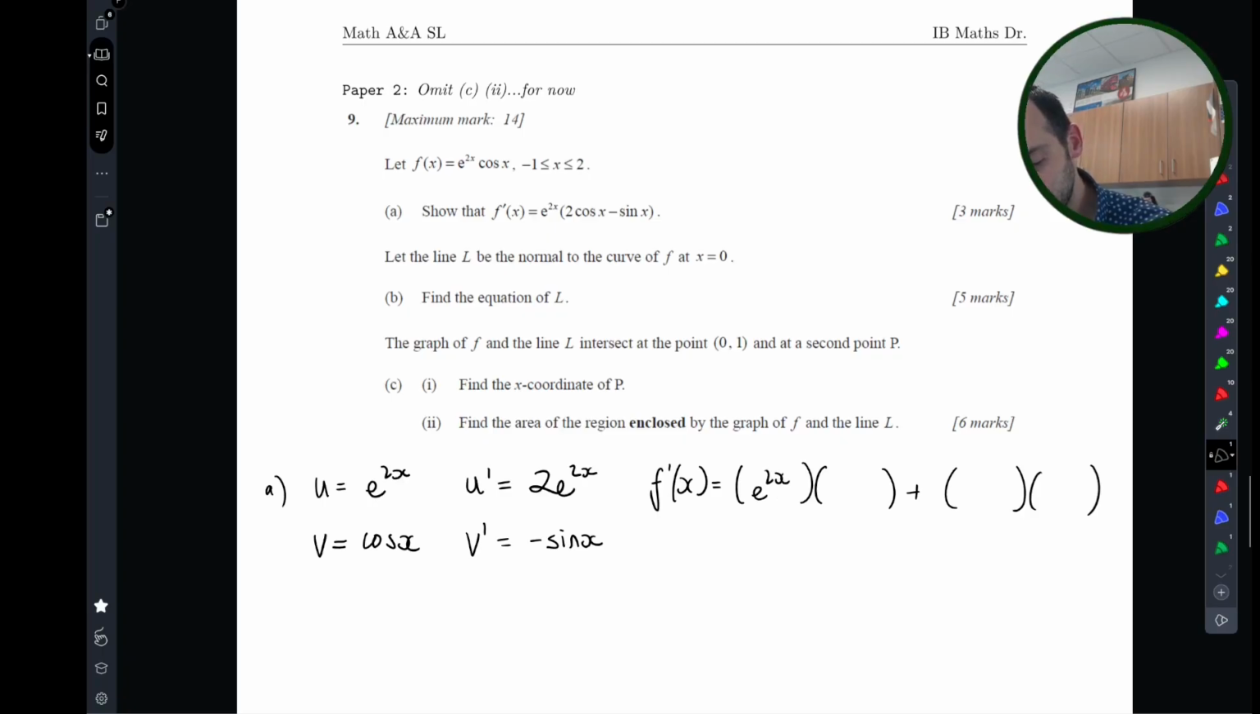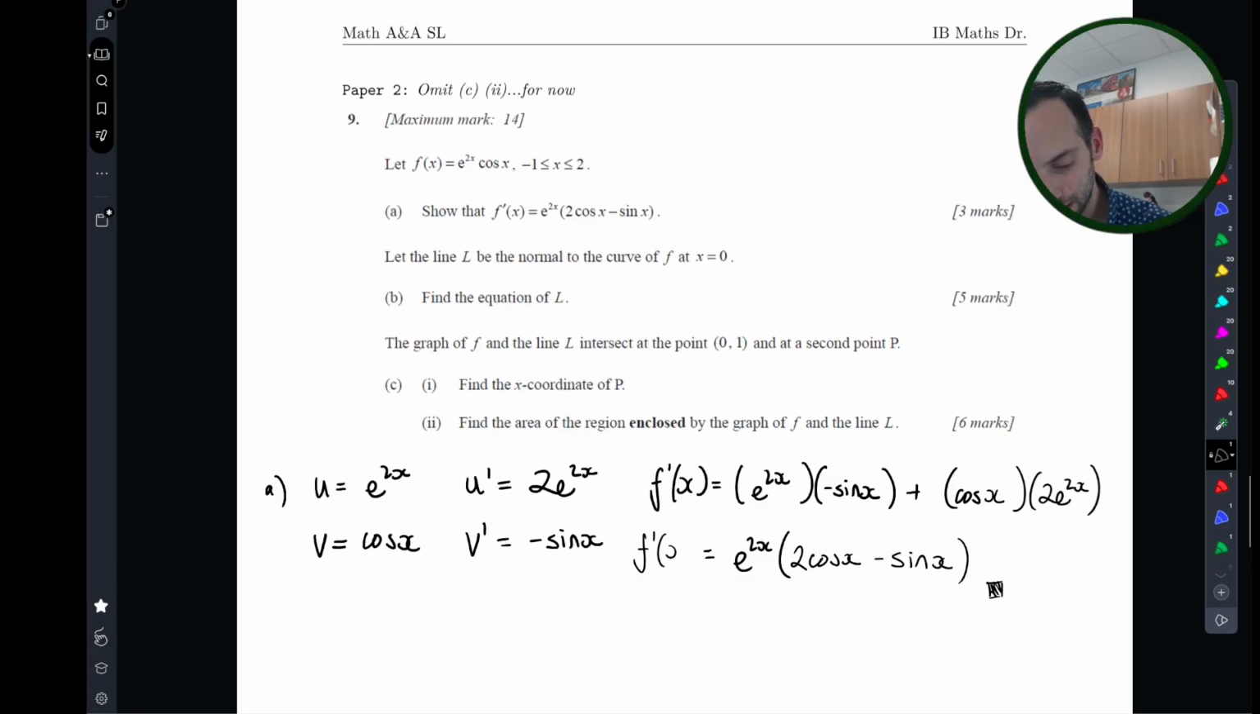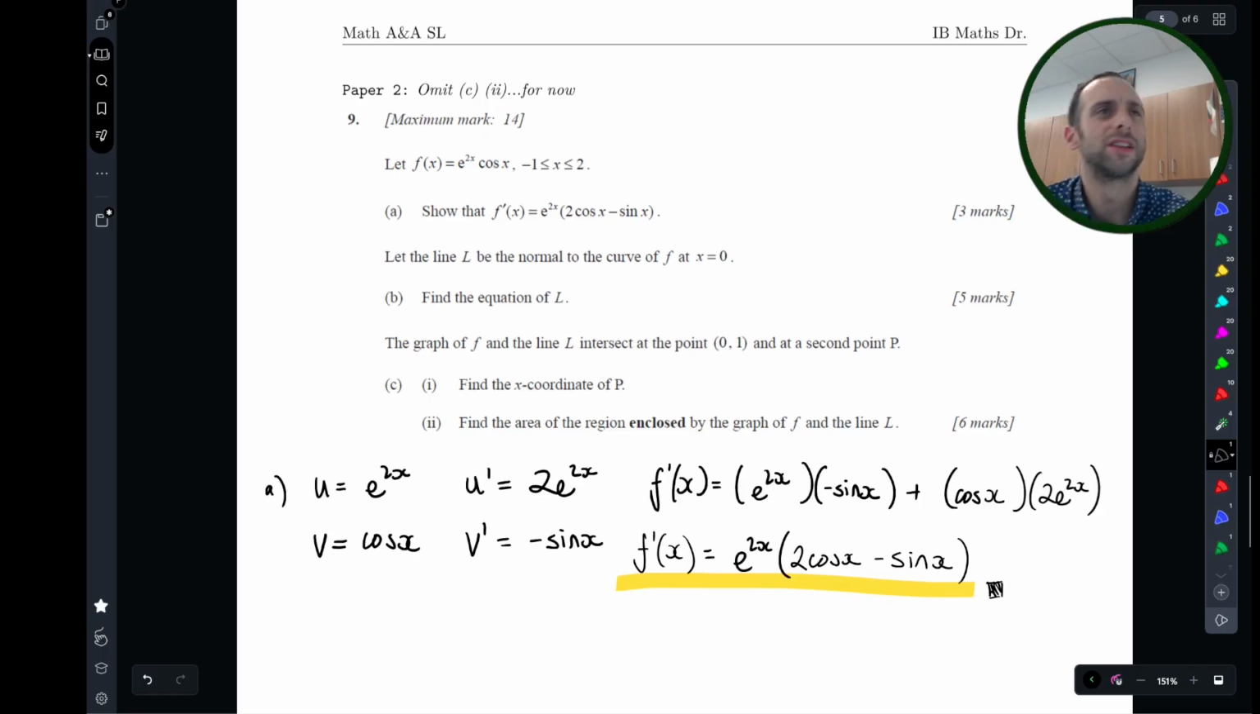This is e to the 2x times negative sine x, and then cosine x times 2e to the 2x. We can simplify this by taking our factor of e to the 2x, and it's very easy to see we have 2 cosine x minus sine x, just like they told us we would need. Nice simple show that to get us going. If we aren't able to get that, we're still able to carry on the rest of the problem using their result as we go.